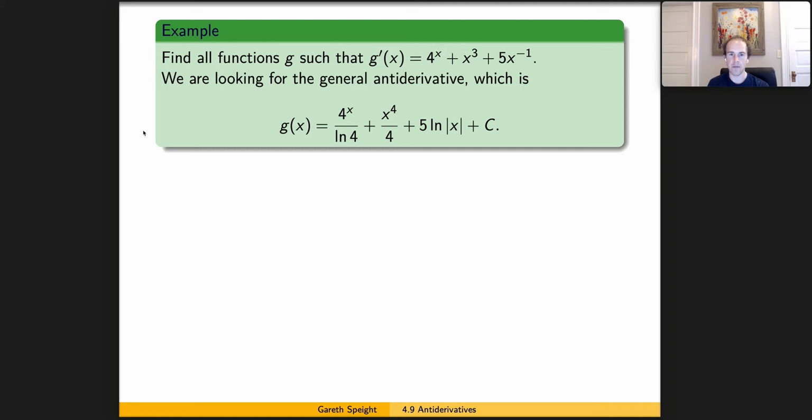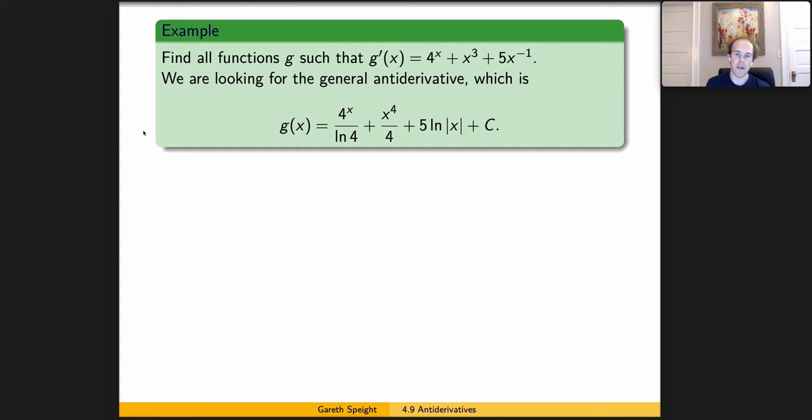If we want the antiderivative of 4 to the x, we use the rule for b to the x with b equal 4. We get 4 to the x over ln 4. If we want the antiderivative of x cubed, we use the rule for x to the n, where n is 3. We get x to the 4 over 4. For 5 over x, we use the rule that the antiderivative of 1 over x is ln absolute value x. We get 5 ln absolute value x. And we want the most general antiderivative, so we add on that plus c. So here is the general antiderivative.